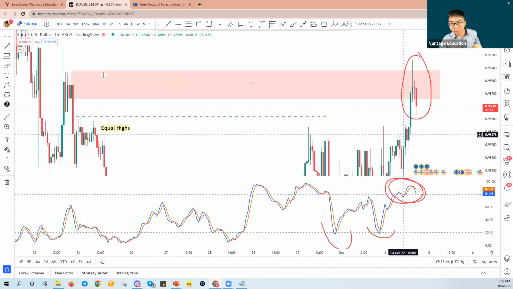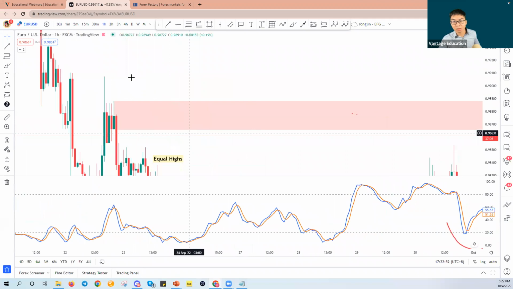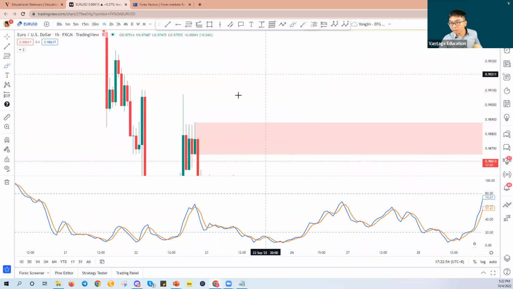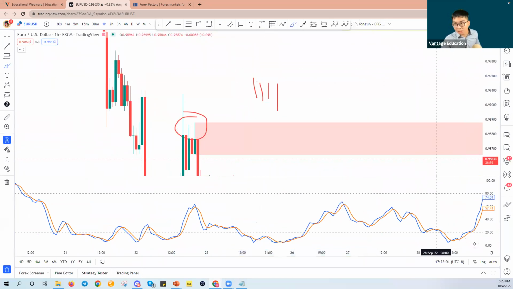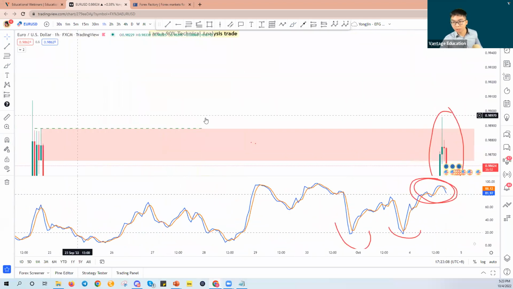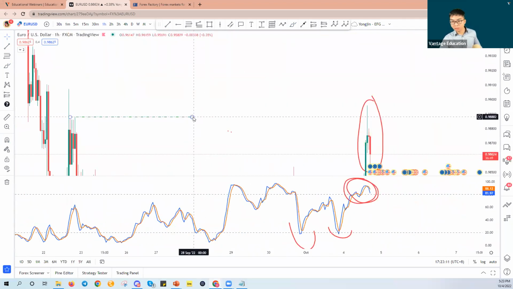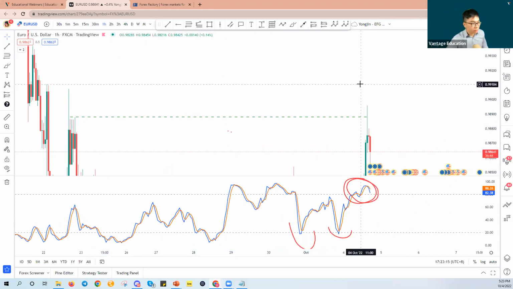Okay, well, what do we have here? So we look higher. Since this area has been invalidated, we can look higher. So look at this area. So many wicks. The wicks are just one line. It is kind of an equal high. So if you draw a line across without this box, you notice that price cleared the top liquidity.